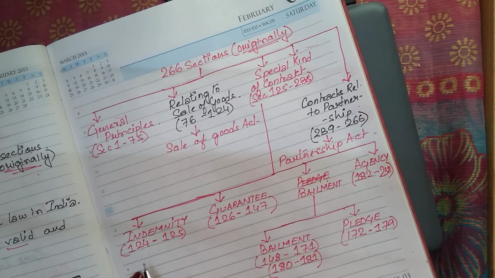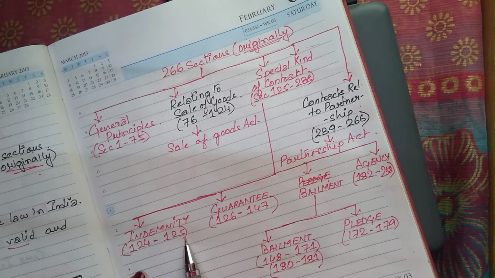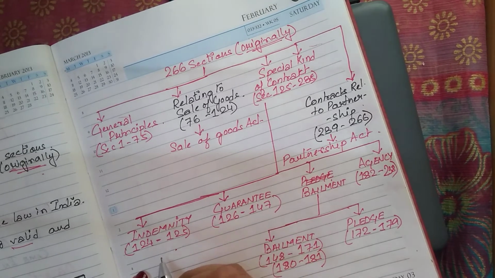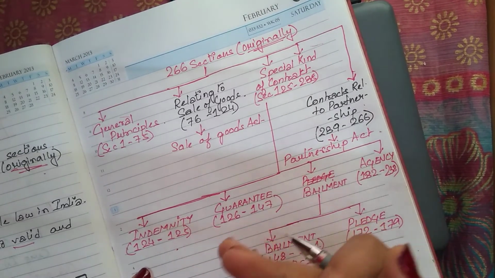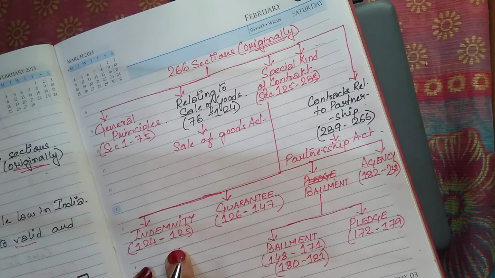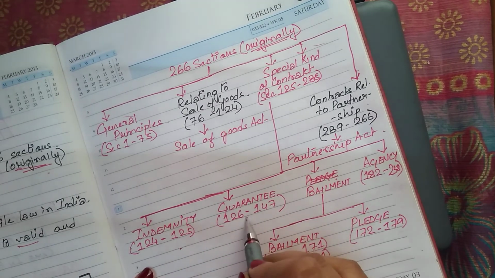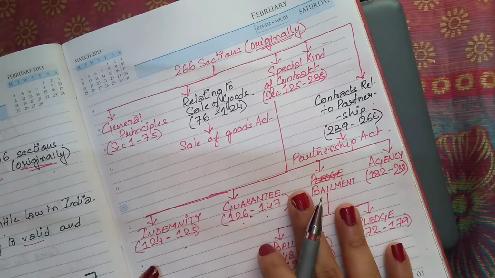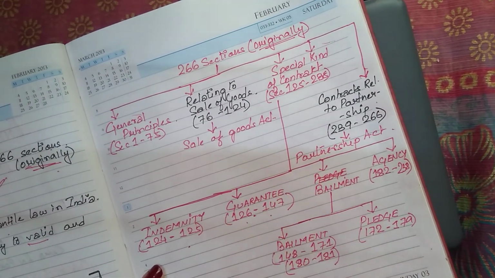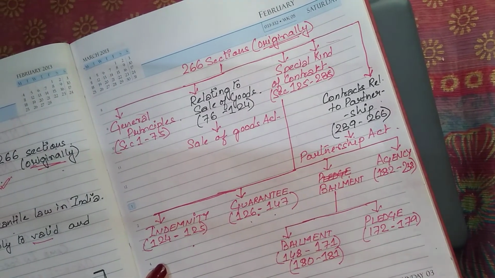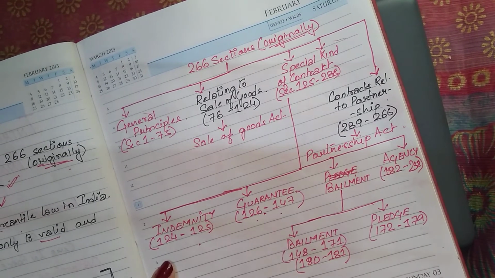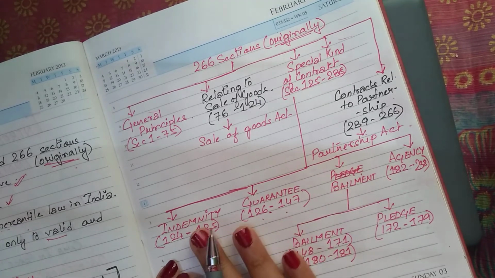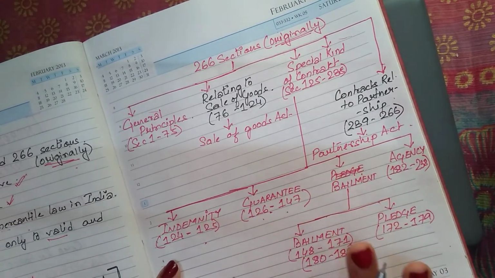Indemnity is dealt under section 124 and 125. What is indemnity? If you promise to compensate somebody in case of your own default, then it is known as indemnity. Then next comes section 126 to 147, guarantee. What is guarantee? If you promise to compensate somebody in case of default by a third person, there are three parties involved. This is known as guarantee. We'll discuss all this in my later videos, so don't worry about it.